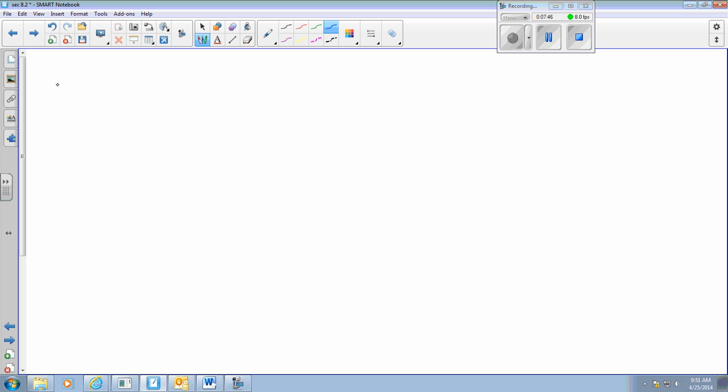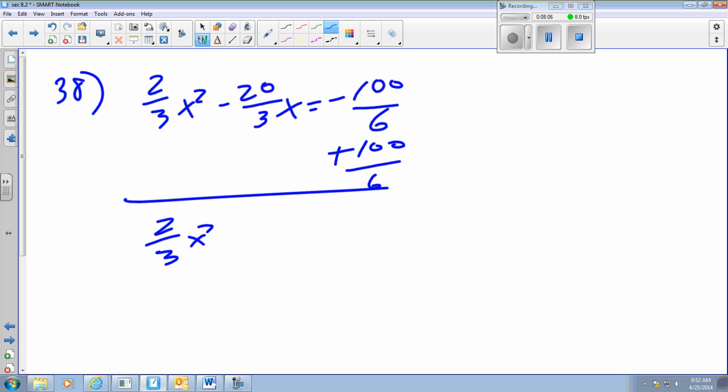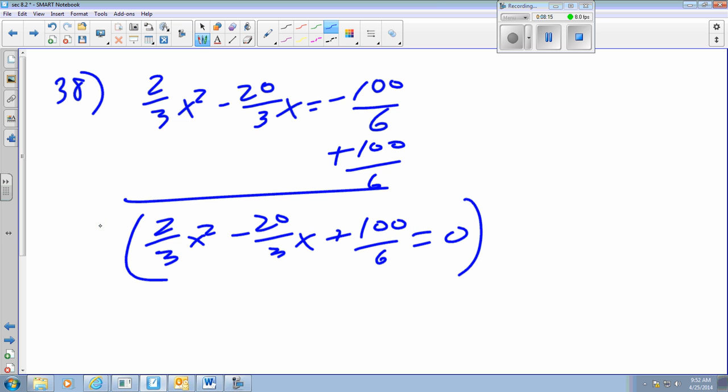38. It says 2/3 x squared minus 20/3 x equals negative 100/6. First thing I'm going to do is add 100/6 to both sides. Now I'm going to multiply by the common denominator, which looks like a 6. 6 times 2/3 gives me 4x squared. 6 times 20/3 gives me negative 40x. And 6 times 100/6 is 100.